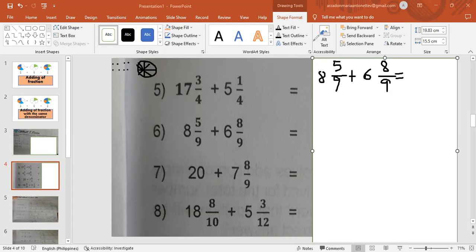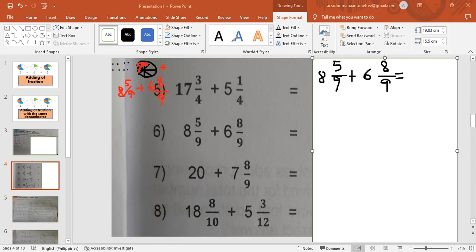So let's try to see that. 1, 2, 3, 4, 5. Only these 5 are shaded. And then there are 1, 2, 3, 4 left. On this, that is the illustration for 8 and 5 over 9. Okay, and then plus, we have 6 and 8 over 9. So, how to do that one?